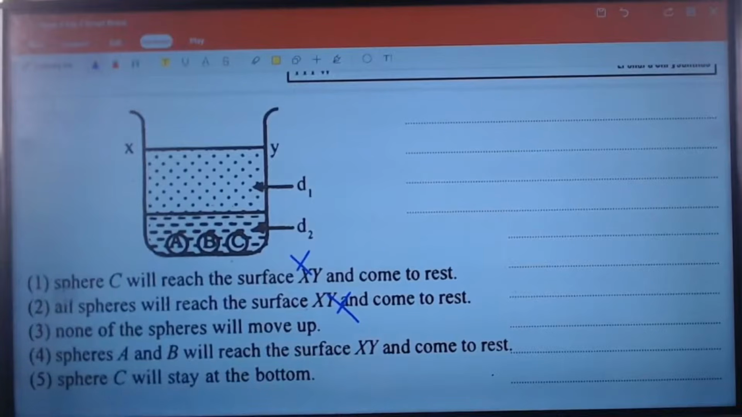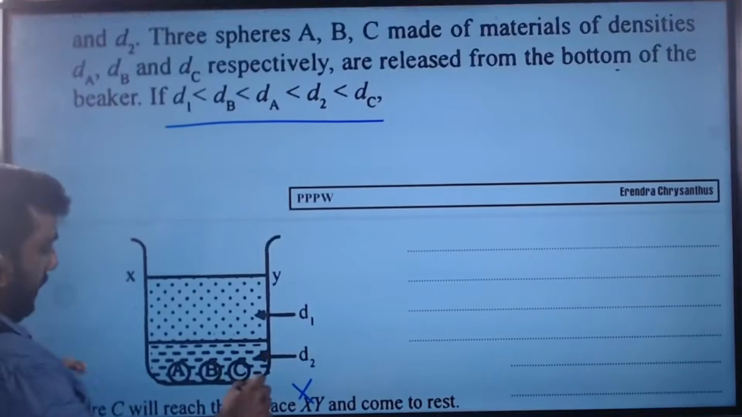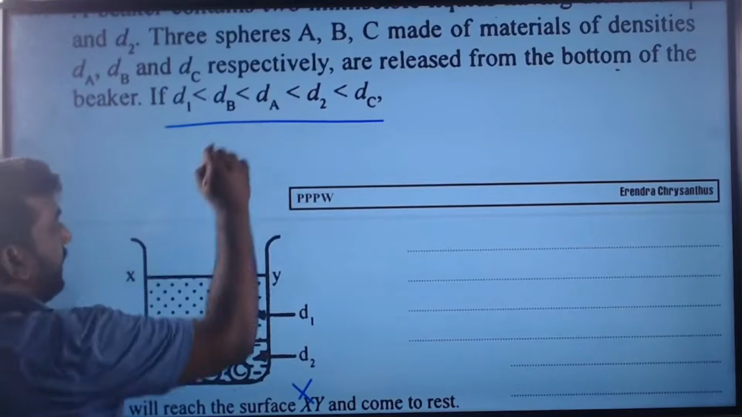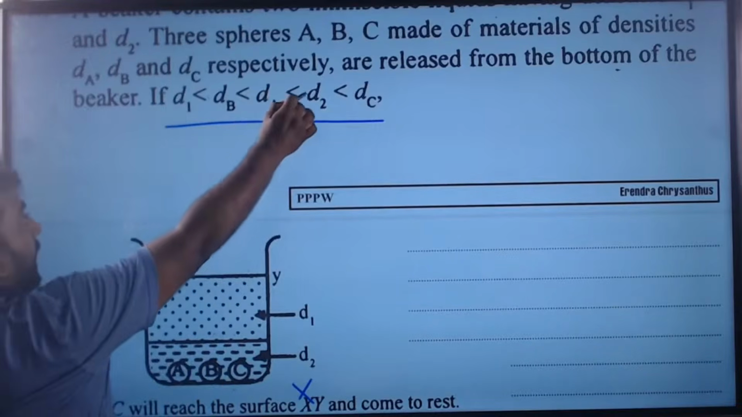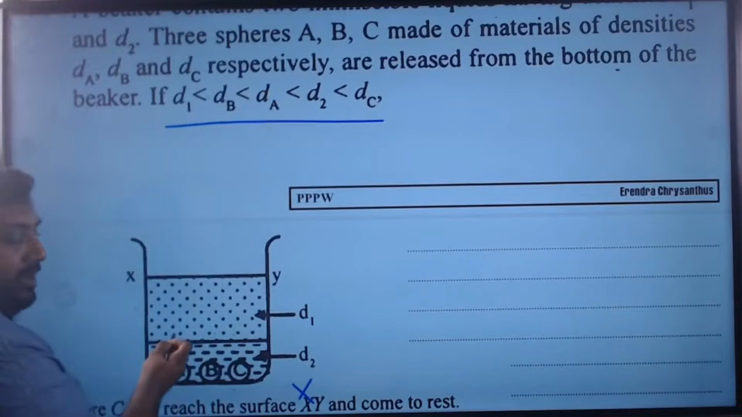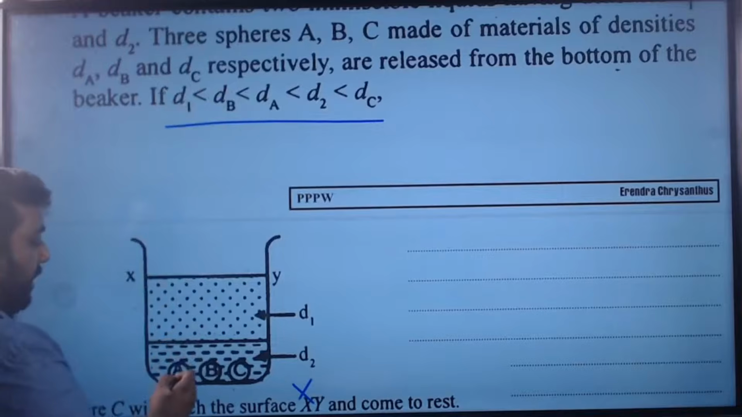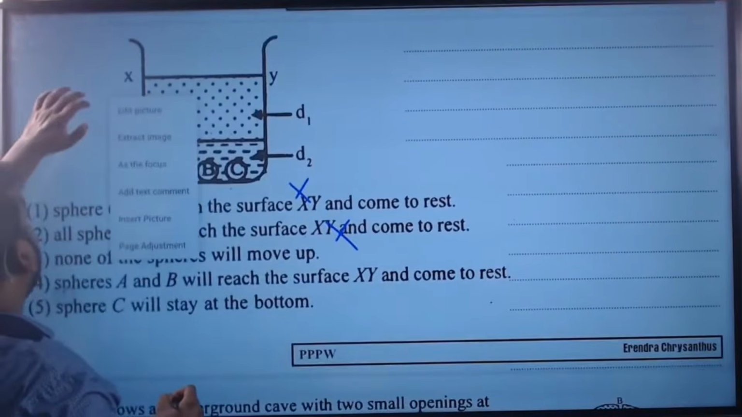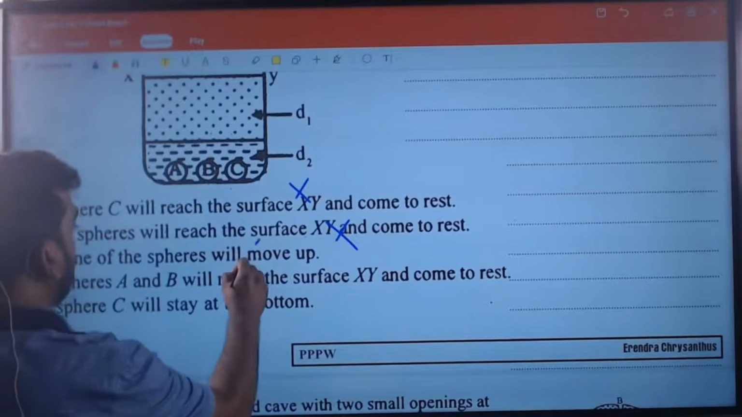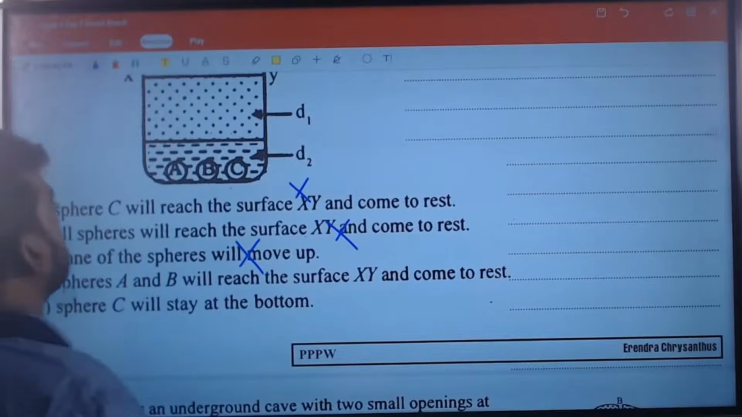None of the spheres will move up, that's also wrong. Here dB is lesser than d2, so B will go up for sure. dA is lesser than d2, so A will also go up for sure. But it's greater than d1, so maybe partially immersed, but it will go up. So none of the spheres will go up is also wrong. Spheres A and B will reach the surface XY and come to rest.